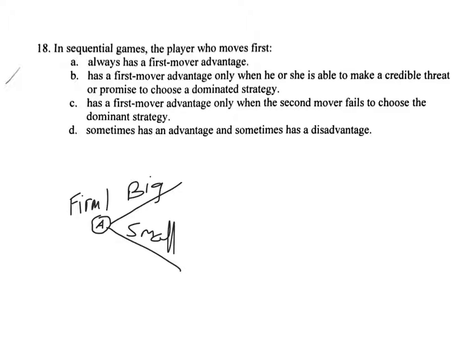And notice what we're doing here. We're labeling the nodes A, B, C, D just so we know what we're talking about. We're putting the player's name right above the node when it's their move, and then along the possible strategies that they could play, we're writing which strategies those were. So firm one gets to move first. They could build a big car or a small car.